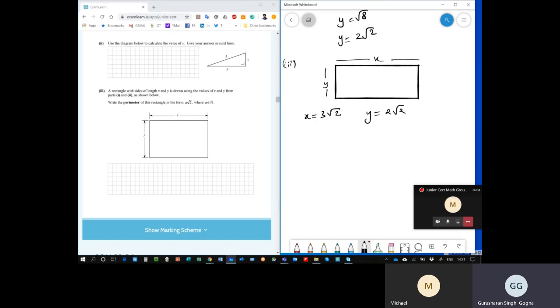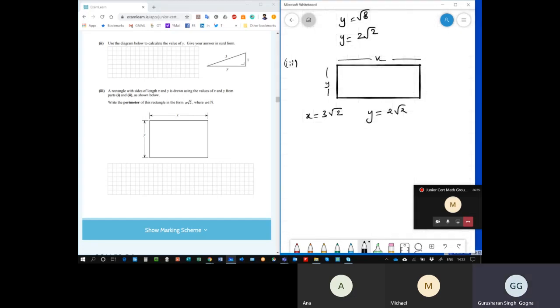Now, Michael asks this question: why do we need to change to the simple version like 3 root 2, 2 root 2? According to question number 3 here, you should. Why? Because if you read the question, write the perimeter of this rectangle in the form of a root 2. If you write just root 18 and root 8, then you won't be able to simplify, isn't it? So you have to do it anyway.